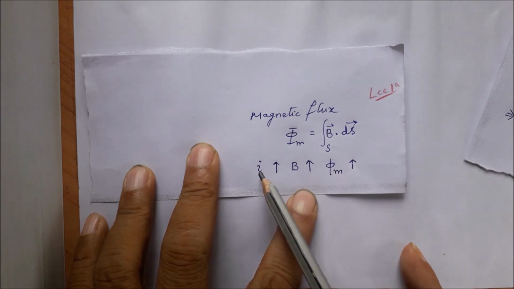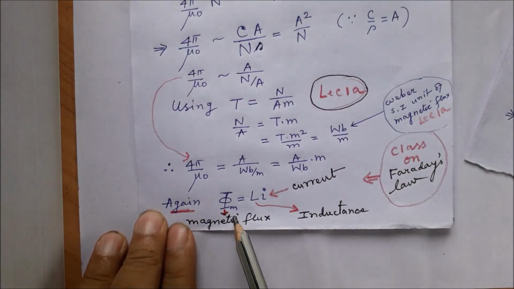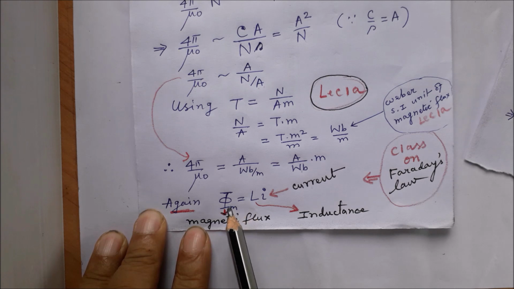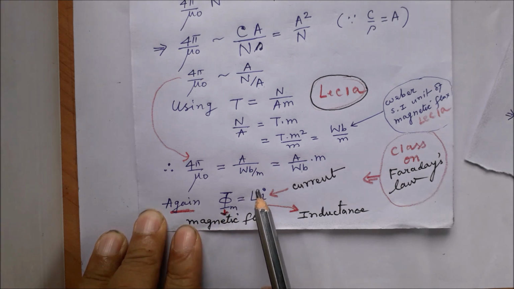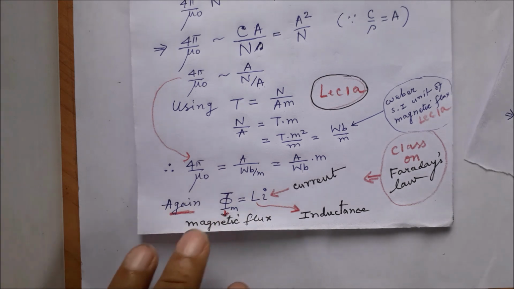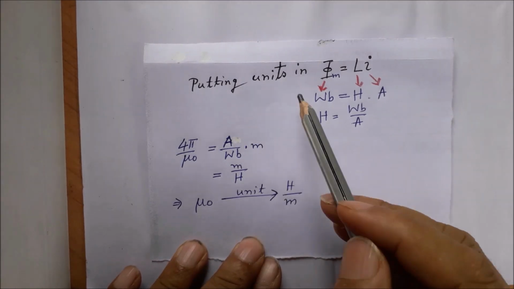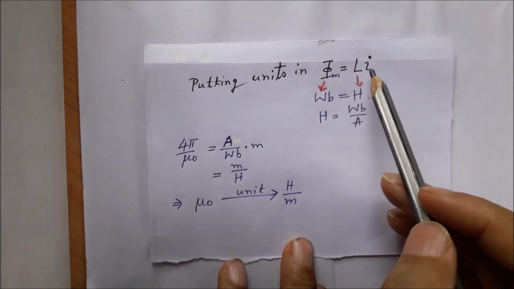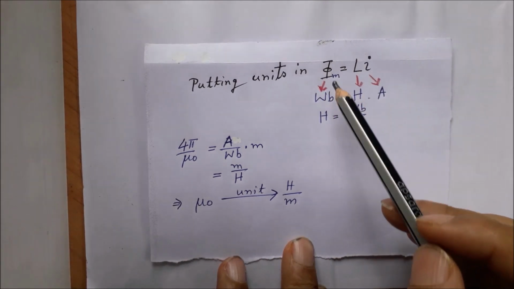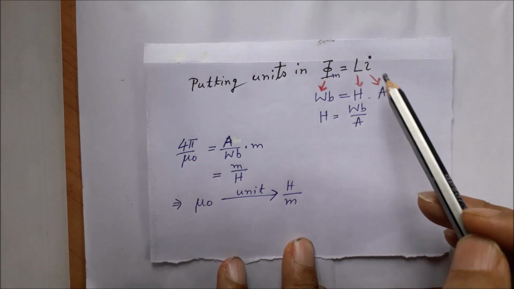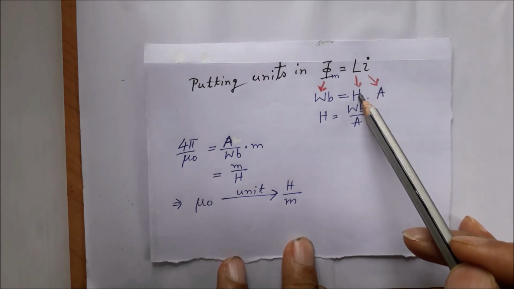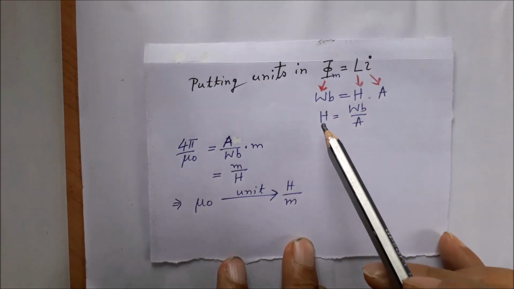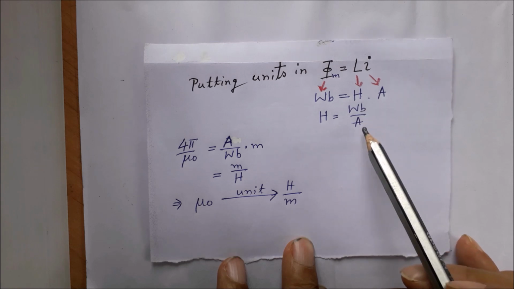So I and phi m are proportional, and therefore we can write the proportionality in terms of this relation, where the proportionality constant is inductance. So let us put the units in phi m equal to Li expression. Weber is the unit of phi m, the magnetic flux, ampere is the unit of current, and inductance has unit Henry, and therefore we have Henry expressed in terms of Weber per ampere.